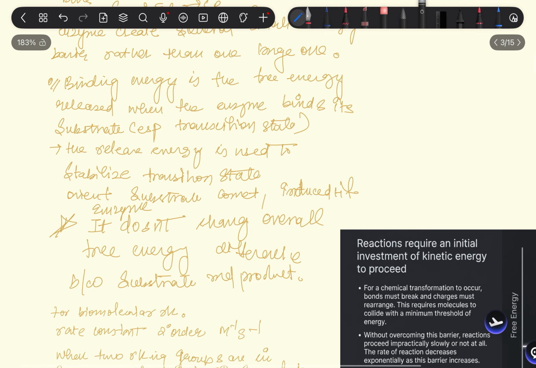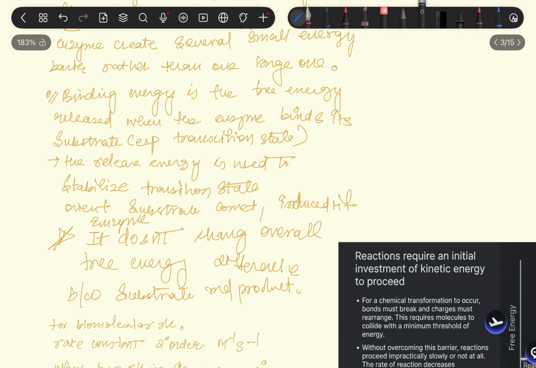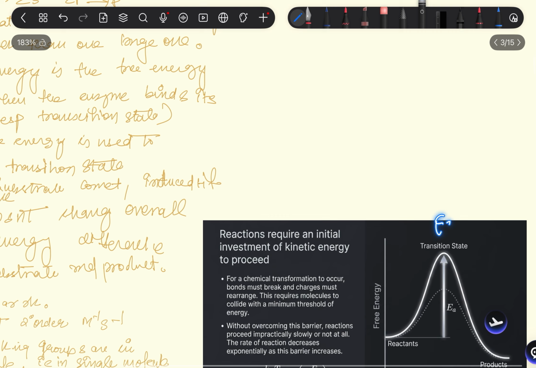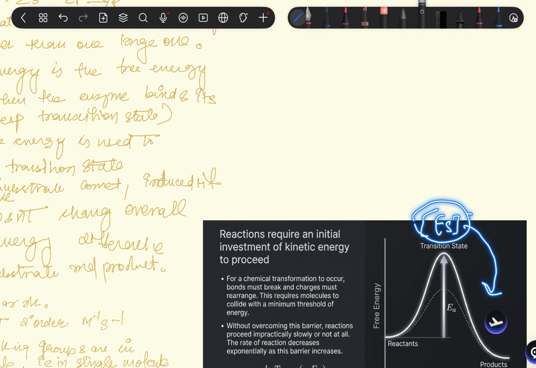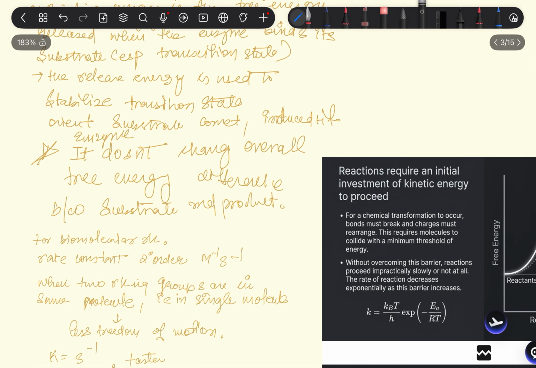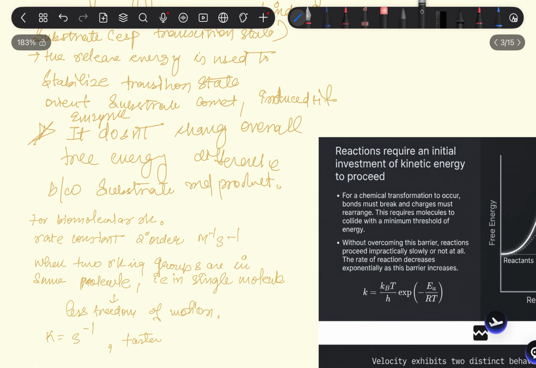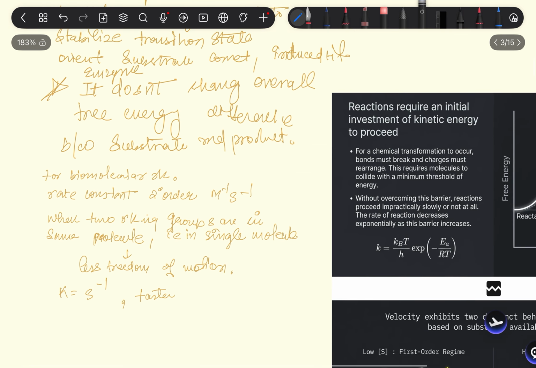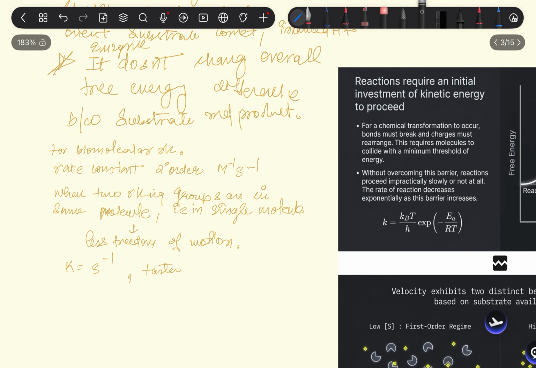Now, binding energy. It's very important that you understand that the energy being released is the energy the enzyme gains by binding its substrate, especially during the transition state. That binding energy may be in terms of bond energy, or maybe in terms of charges, the way they are interacting, and that is the kind of energy which is being liberated. It doesn't change the overall free energy difference between substrate and product.